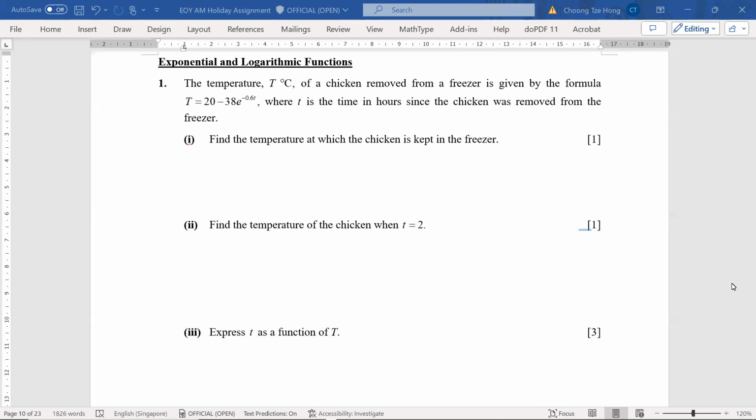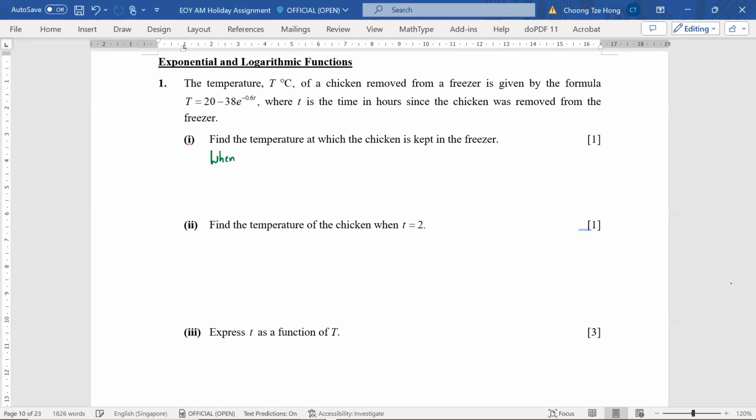Part 1: find the temperature at which the chicken is kept in the freezer. Since we know they started the timing only when the chicken was taken out of the freezer, to find the temperature in the freezer we just substitute t with 0, that means at the very beginning of the scenario. So that's what we are going to do for part 1.